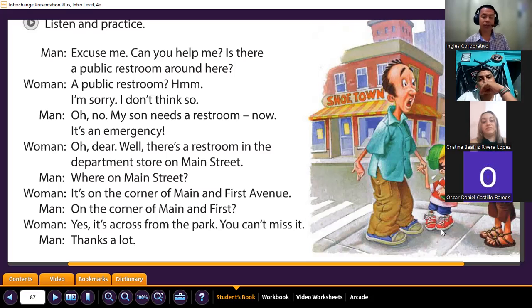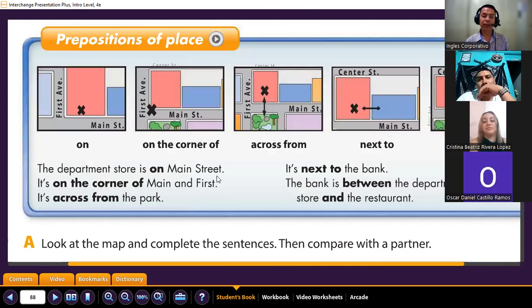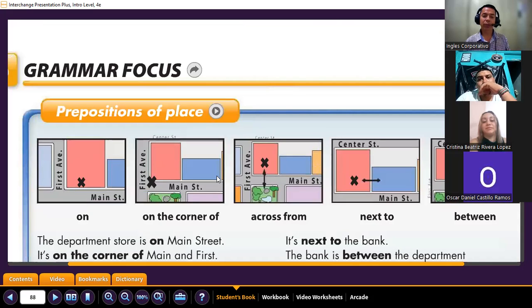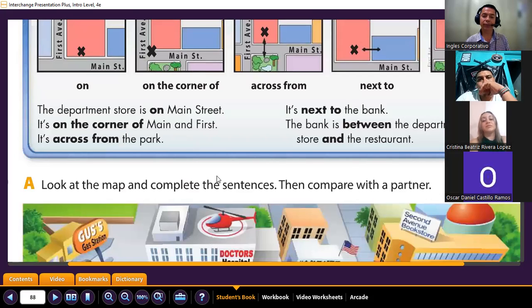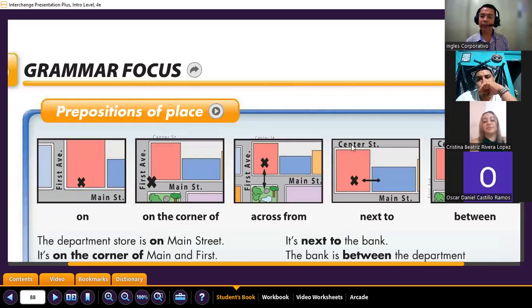So, let's continue with the next one. Yes, continue. Good. Preposition of place, right? Me dicen si este tema ya lo habíamos visto, chicos.